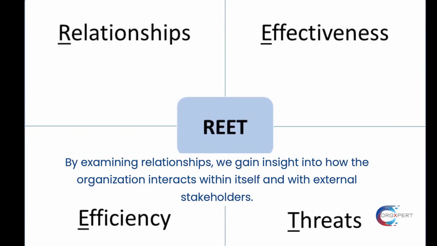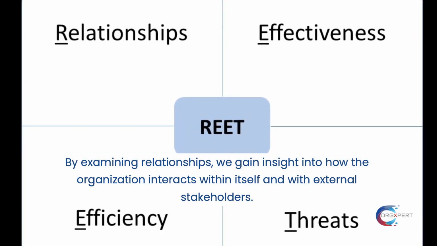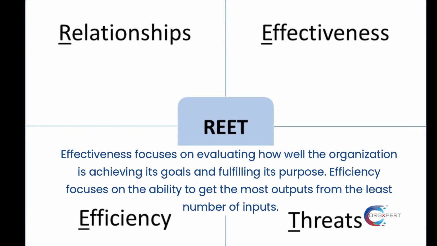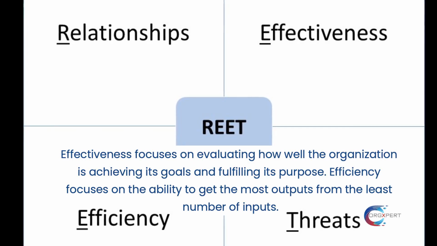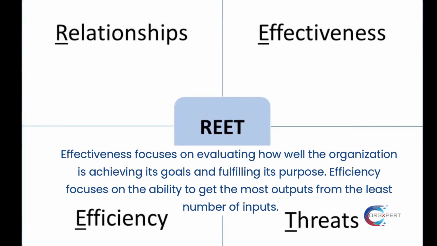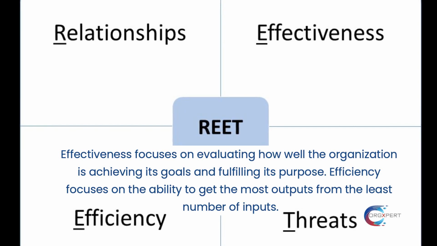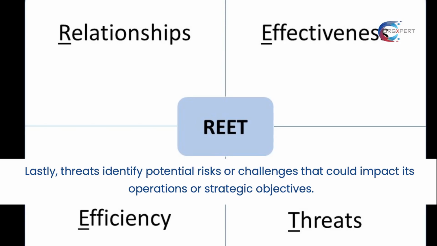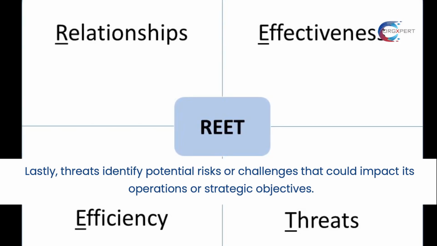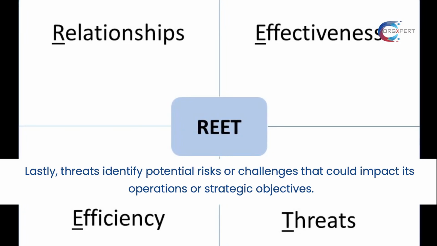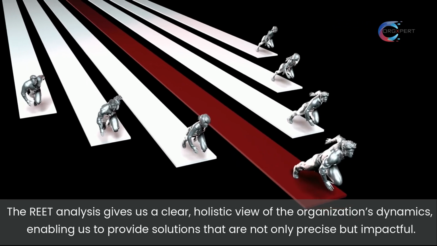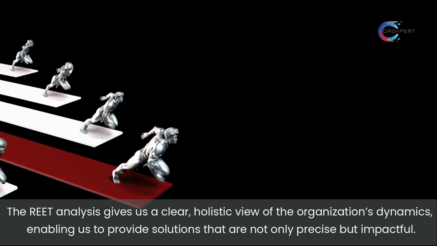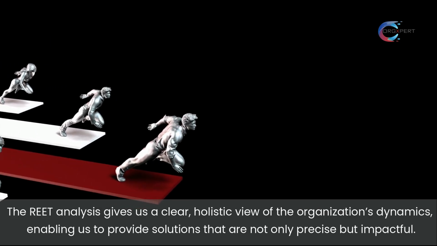By examining relationships, we gain insight into how the organization interacts within itself and with external stakeholders. Effectiveness focuses on evaluating how well the organization is achieving its goals and fulfilling its purpose. Efficiency focuses on the ability to get the most outputs from the least number of inputs. Lastly, threats identify potential risks or challenges that could impact its operations or strategic objectives. The REAT analysis gives us a clear, holistic view of the organization's dynamics, enabling us to provide solutions that are not only precise, but impactful.